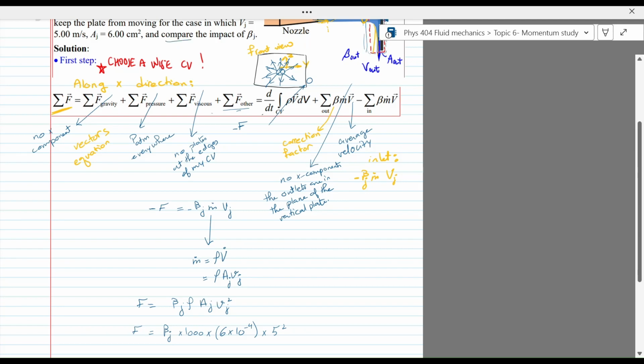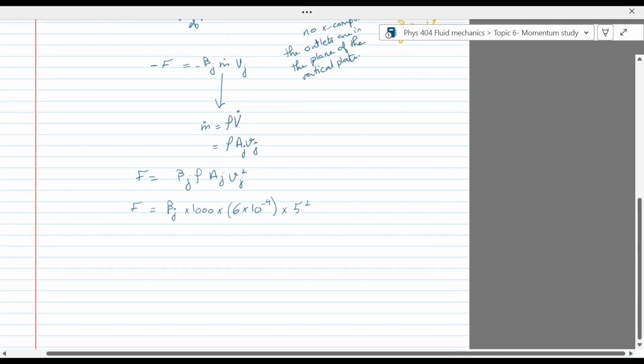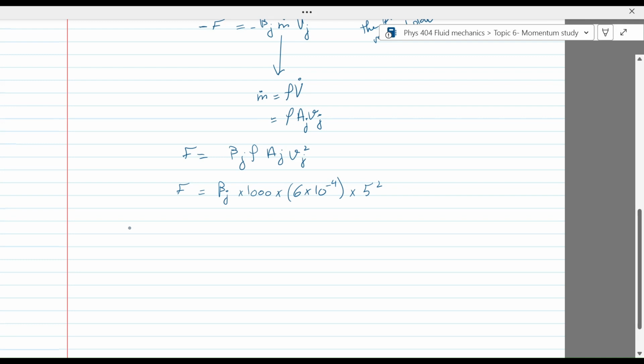Now the question asks me to compare the impact of beta j. Beta j is the linear momentum correction factor, and we have studied in a previous video that we have several values for this beta j. Namely, if we have a uniform flow in which the velocity is the same everywhere, I will obtain beta j to be just equal to 1. Here I don't have to worry about the correction factor because there is no average value, it will be just the speed itself. Now, if we plug beta for this situation, I will obtain a force that is equal to 15 newtons.